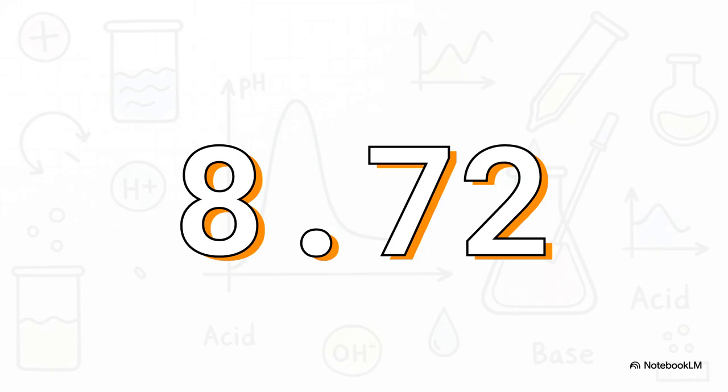And here's the crucial reason why. When all the weak acid is used up, what's left behind? Its conjugate base, acetate. And it turns out acetate is a weak base itself. It reacts with water to create a few extra hydroxide ions, and that's what pushes the pH above 7.